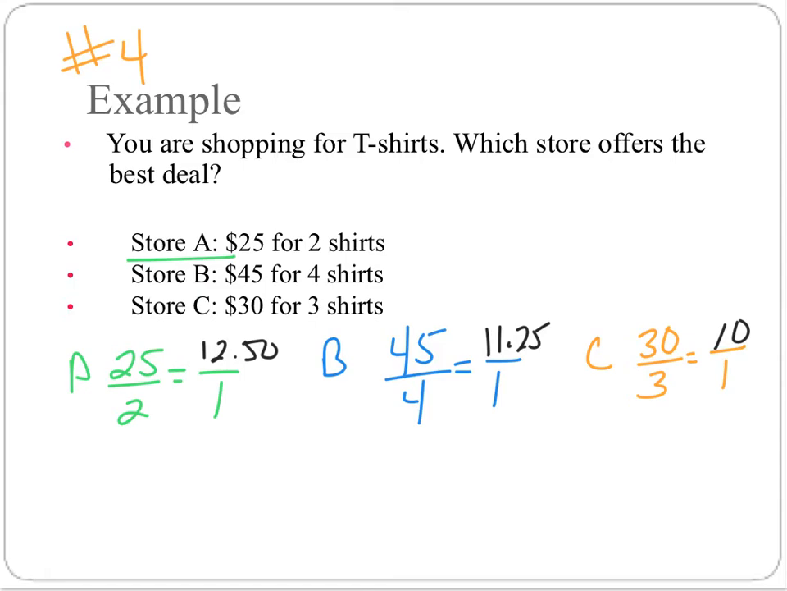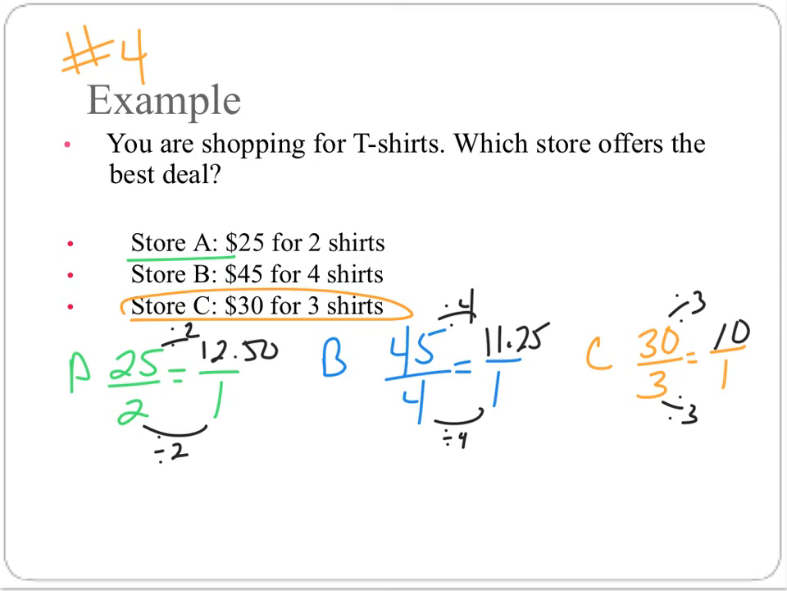As you can see, I wrote the answers down. In the first one, I divided by 2, top and bottom, to get an equivalent fraction. Divided by 4 in the second one in B, and divided by 3 in the last one. So which store has the best price? Yep, that's store C at $10 a shirt.